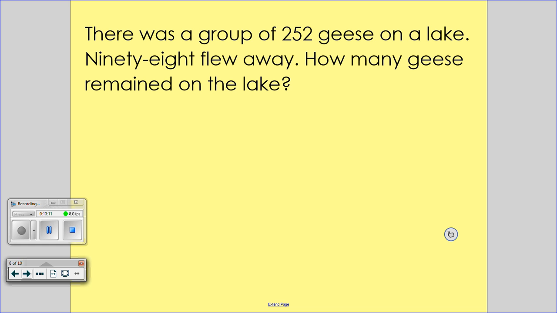There was a group of 252 geese on a lake. 98 flew away. How many geese remained on the lake?